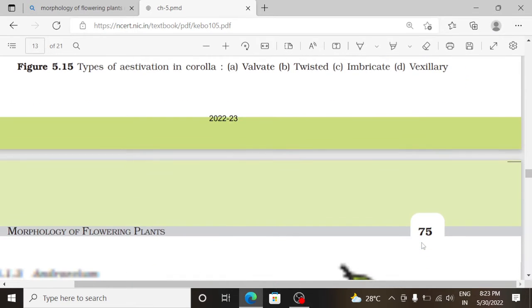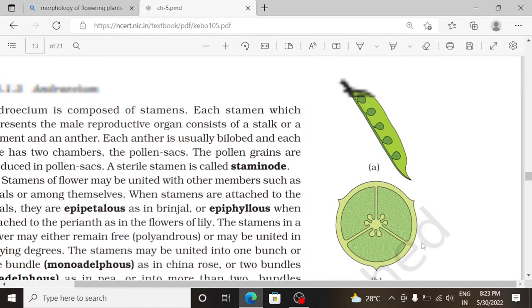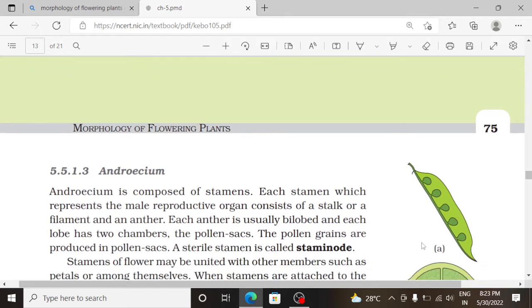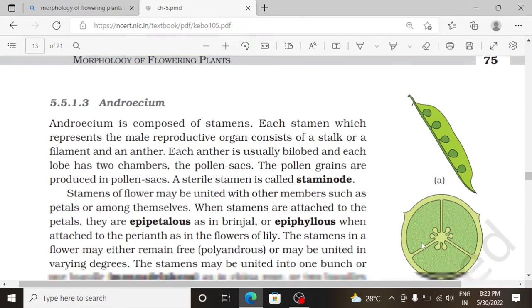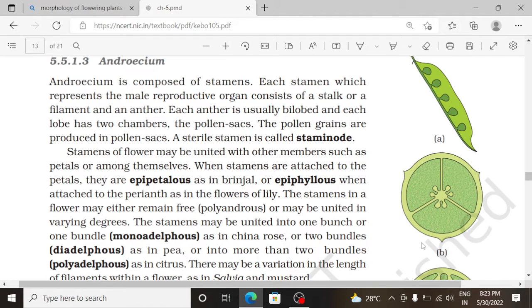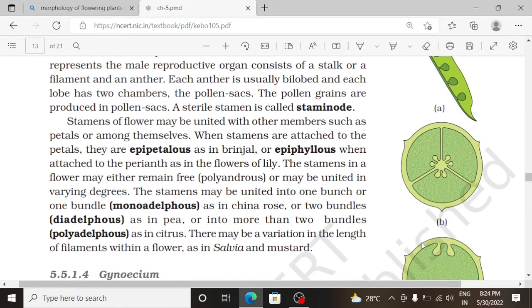Okay, then androecium. Androecium is composed of stamens. Each stamen, which represents the male reproductive organ, consists of a stalk or a filament and an anther. Each anther is usually bilobed and each lobe has 2 chambers, the pollen sacs. The pollen grains are produced in pollen sacs. A sterile stamen is called staminode.